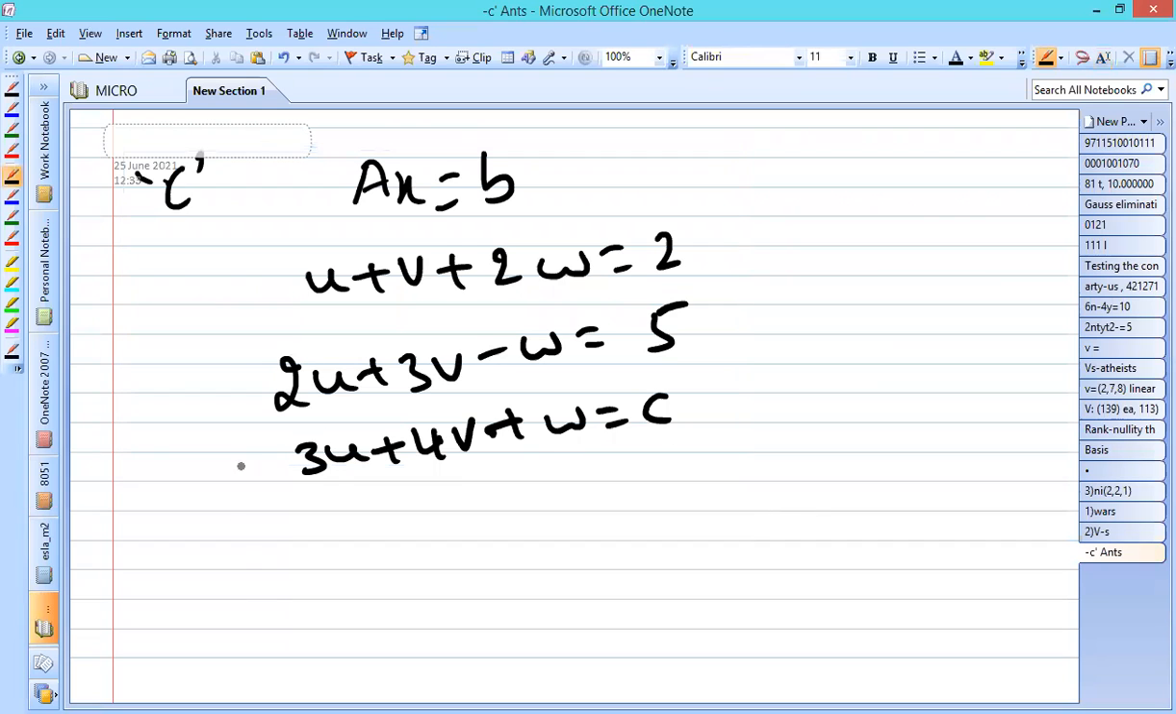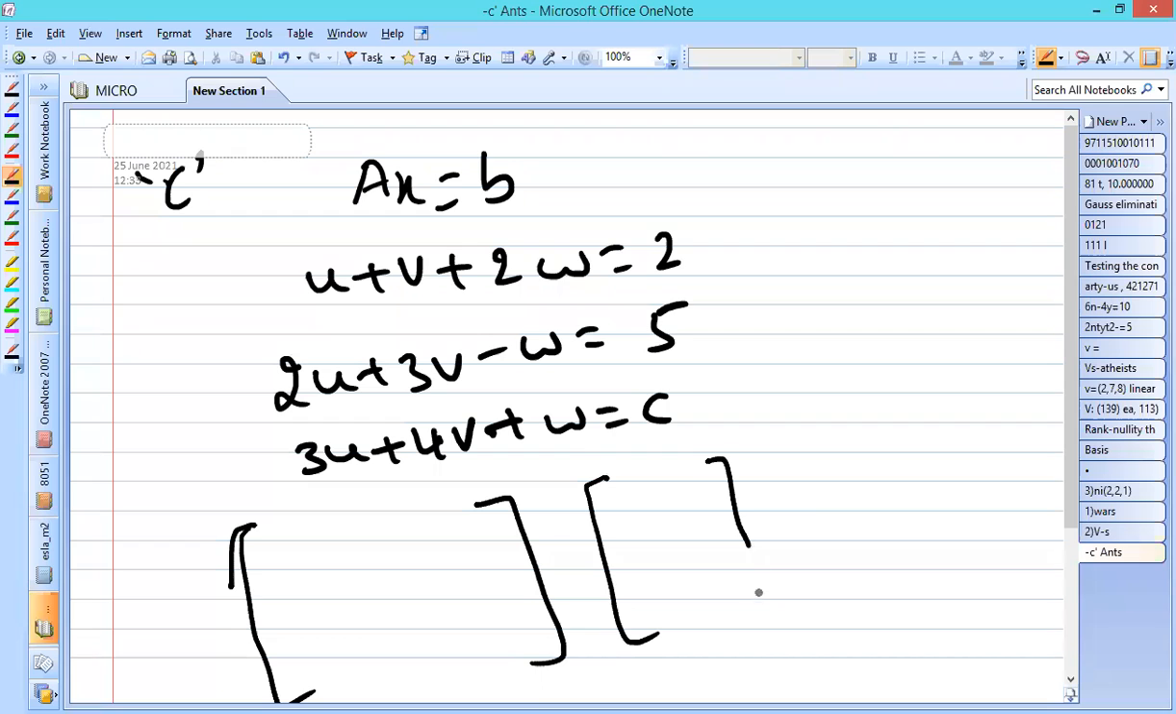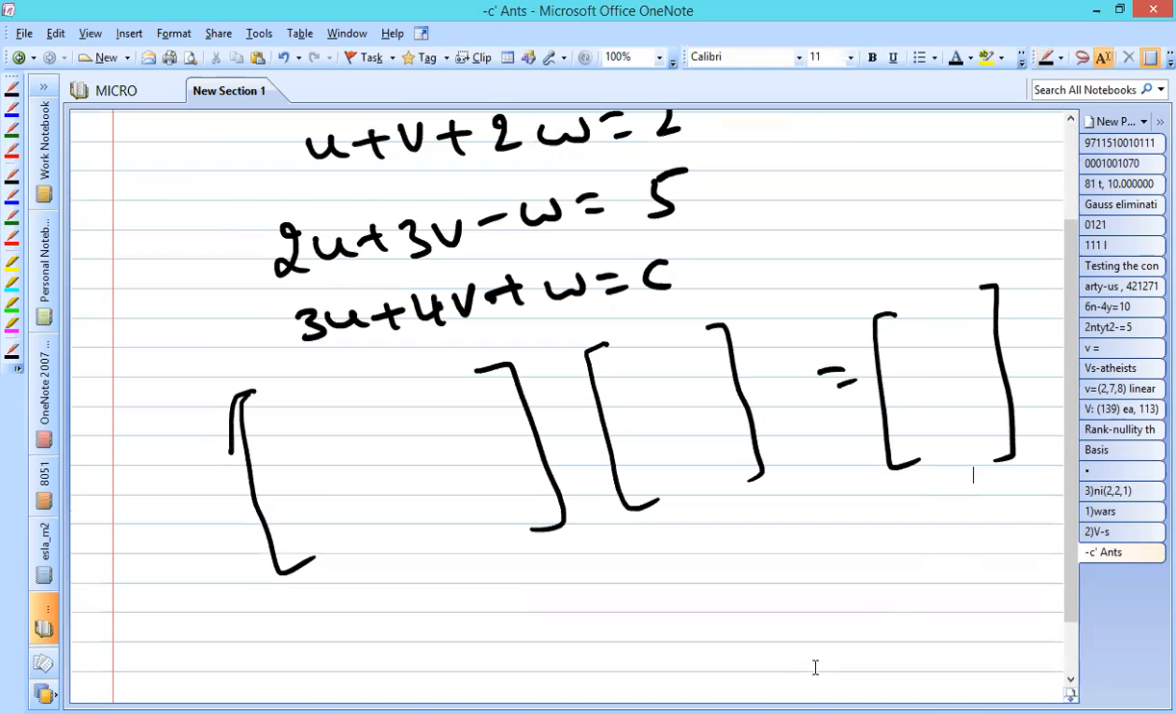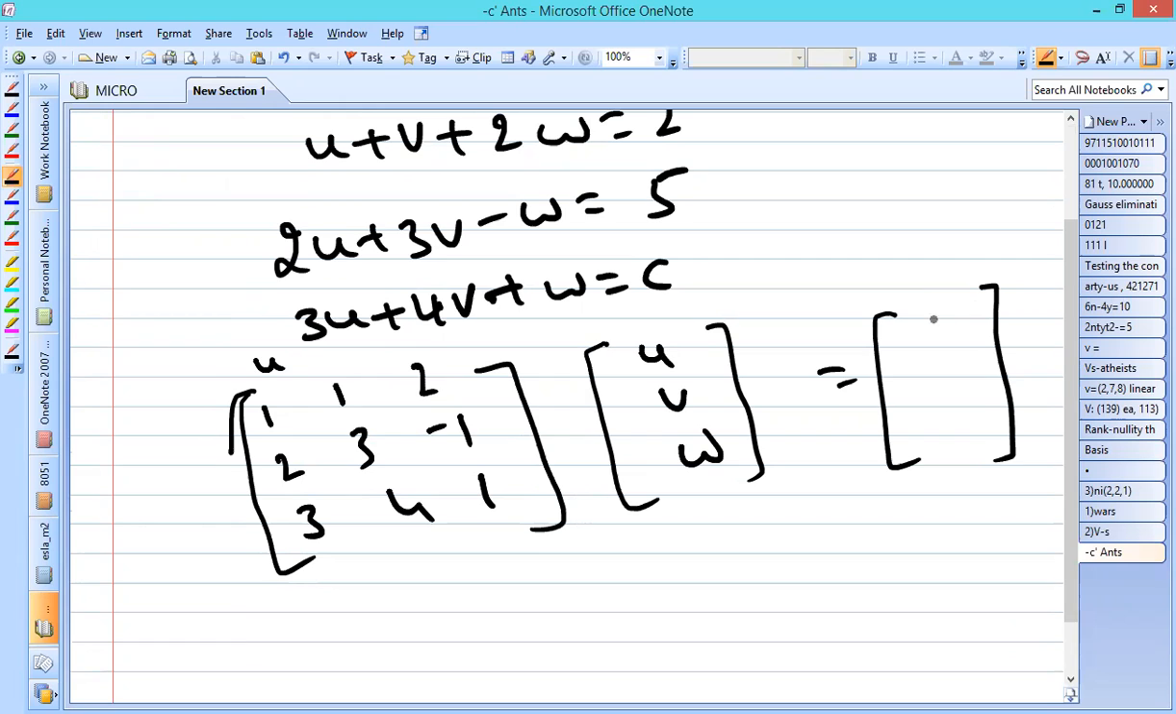First, from the given equations, we need to write them in the form Ax is equal to B. So from this, what are the elements of A, what are the elements of X, and what are the elements of B? One, two, three are the coefficients of U. For V it is 1, 3, 4 and for W it is 2, minus 1, 1. The variables are U, V, W and the B values are 2, 5, 6.